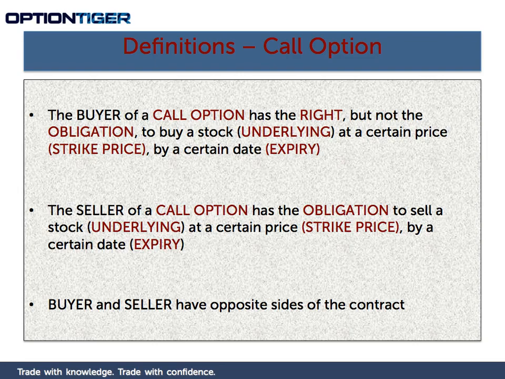So the buyer has rights and the seller has obligations. And this is a big difference. And even if you don't understand the big difference right now, that's okay. That's what we're going to cover throughout this course. So there's a buyer of an option and there's a seller of an option. And the buyer has rights and the seller has obligations.